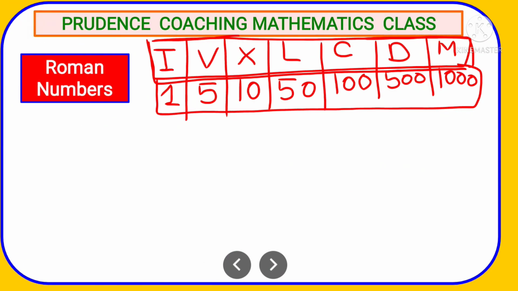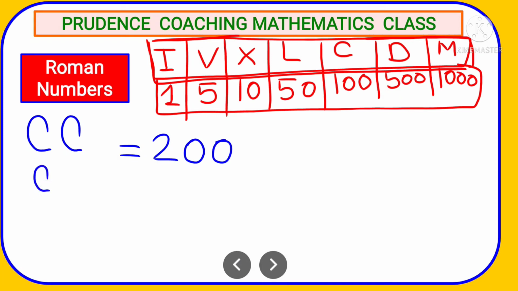Now students, you just tell me how you are going to write 200. How will you write 200? 100 means C in the Roman numerals. So two times C means repetition of C two times. So 100 plus 100, you will get 200. Now how are you going to write 300? This one is 100, this one is another 100, this one is another 100. So this one is 300.